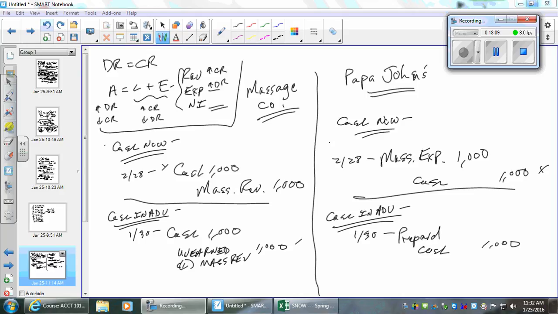We call it prepaid expenses. Just like unearned revenues, right, or a liability. Prepaid expenses are an asset. What would we call this probably? How about prepaid massages? You like that? That would be a debit of 1,000. Everybody good? This is easy, isn't it?